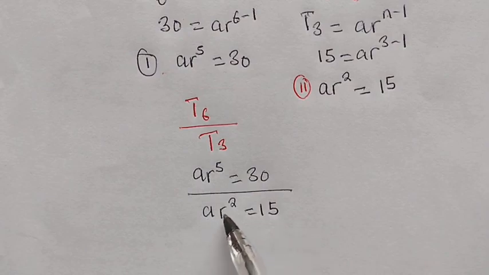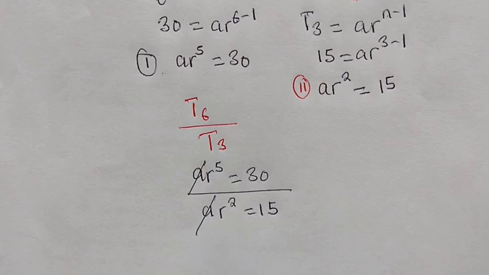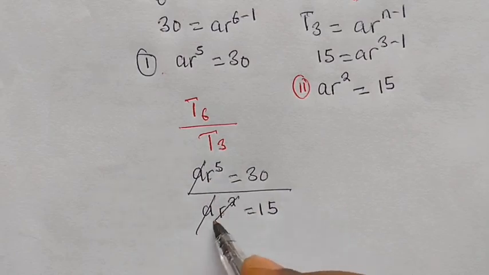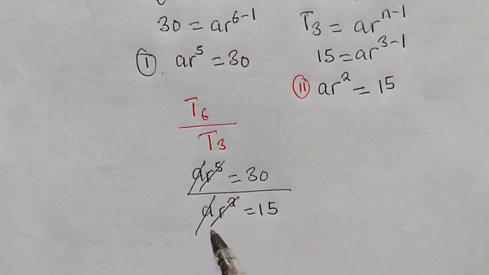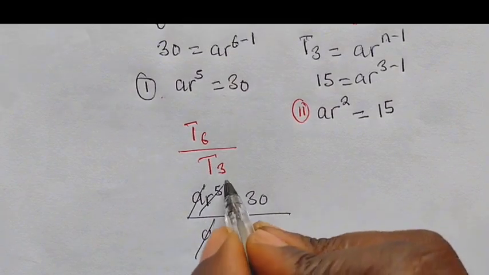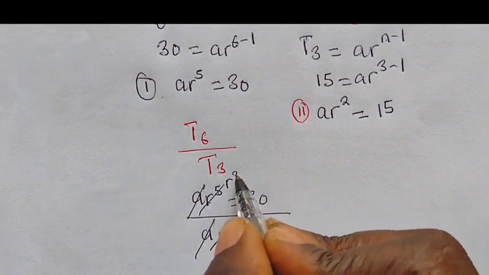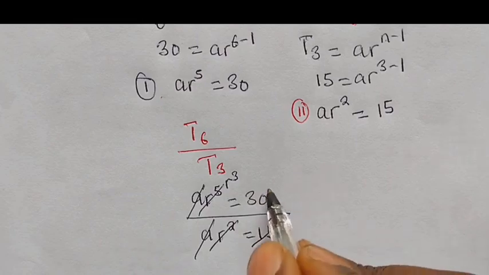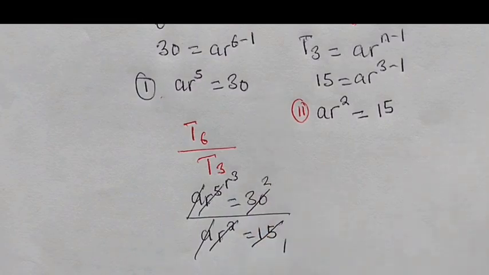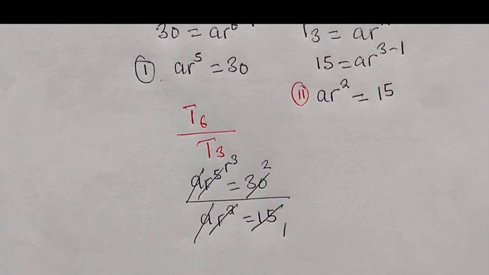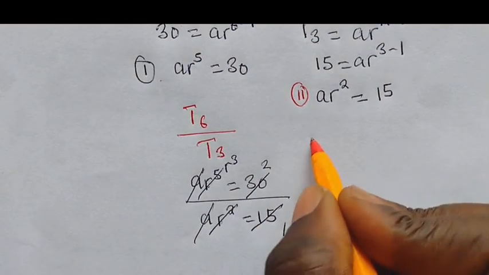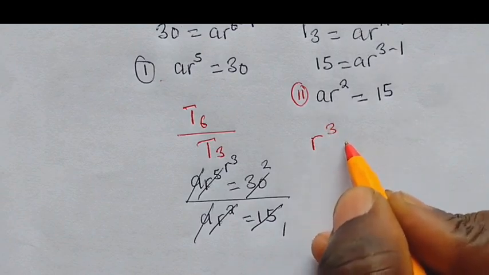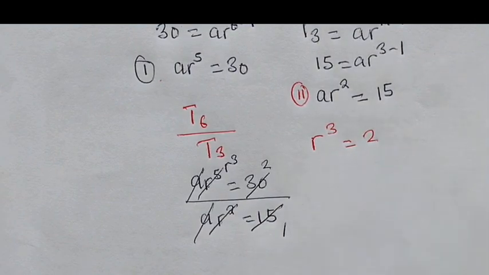You can see this and this will cancel, okay? Then r power 5 over r squared, so this will cancel. Here, we remain with r power 3. You have seen? Then 15 here, 1, into 30, it's a 2. So what we have remained with is r power 3 equal to 2.